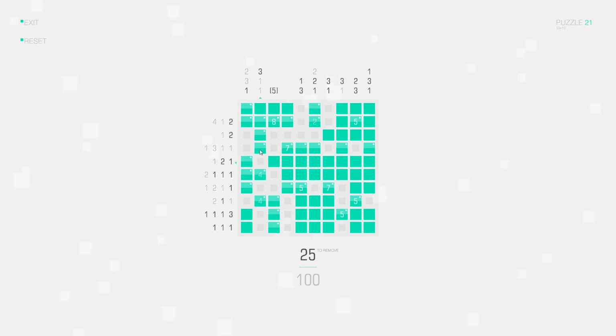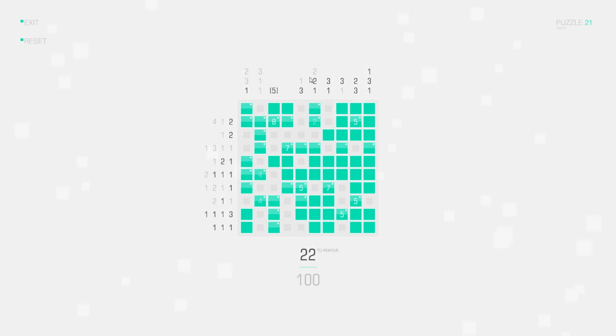Now I think it's time to look at the column clues again. Yes, here, as I can see now, we have 3 connected squares already, so I can delete this one. This clue doesn't help. This clue does help, because we have at the top a separate square which is here, and then 3 connected squares which can only be positioned like this or like this. So I can delete this square.